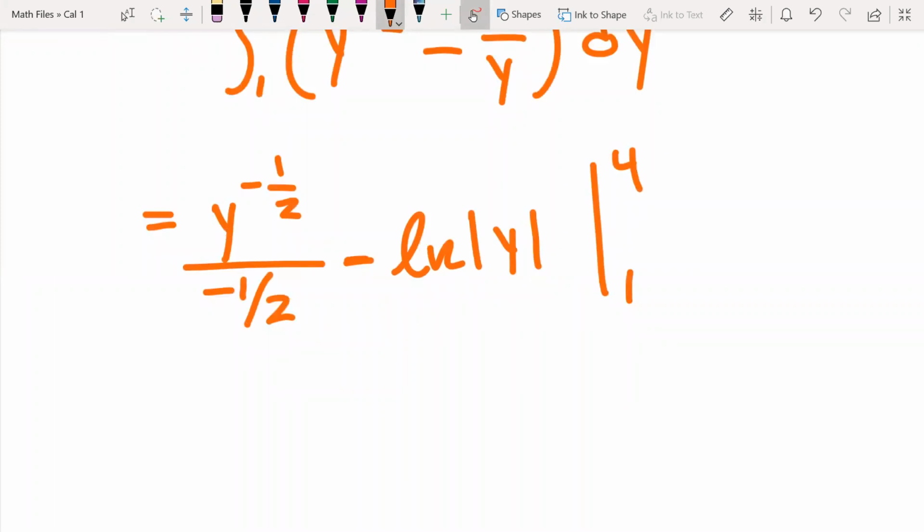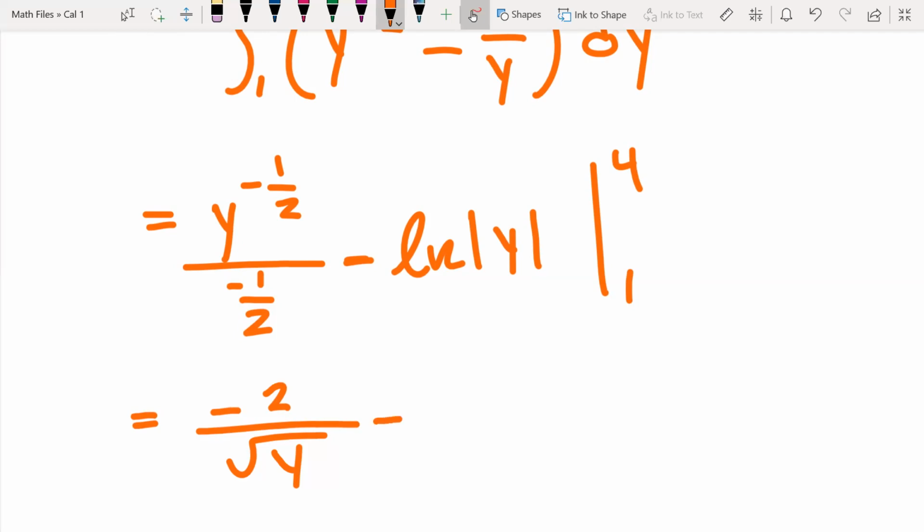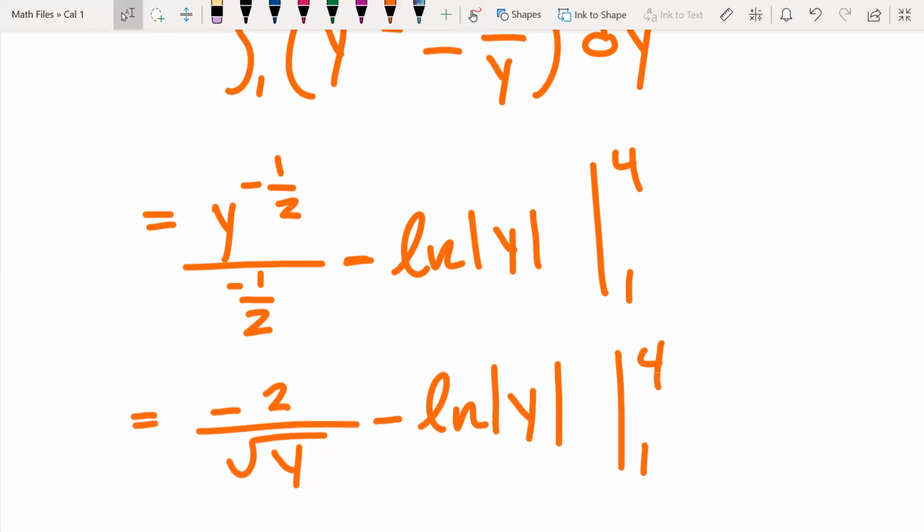Clean up. I'll rewrite that as negative 1 over 2. Flip it, and I'll get negative 2 over the square root of y. So that 2 goes up, and then that y to the negative 1/2 comes down, becomes a square root, minus the natural log of the absolute value of y from 1 to 4.